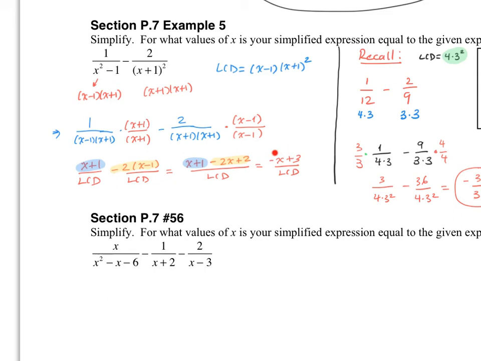Now, this is technically the solution. This is perfectly fine. If it was a written test, you will get 100% of the points. However, remember that the LCD, you have an expression for what it is right here. So therefore, this will be minus x plus 3 over the LCD, which is x minus 1 times x plus 1 squared. And then this will be the answer. But this is perfectly okay.